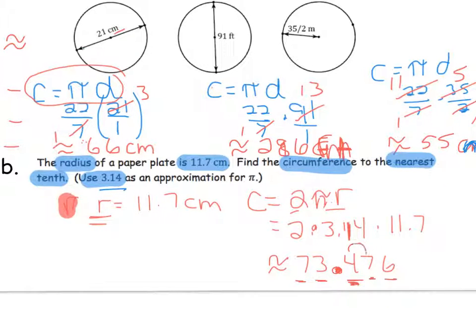So you look at the number right behind it. If it's 5 or greater, you round up. So my answer is going to be approximately 73.5 centimeters.